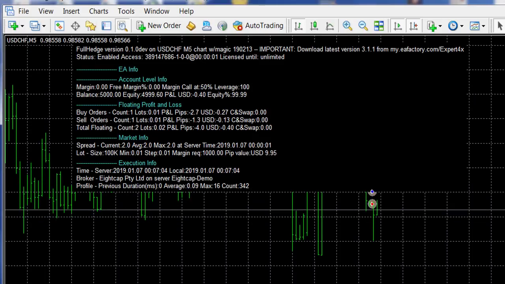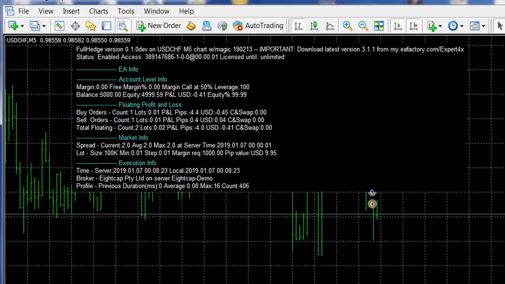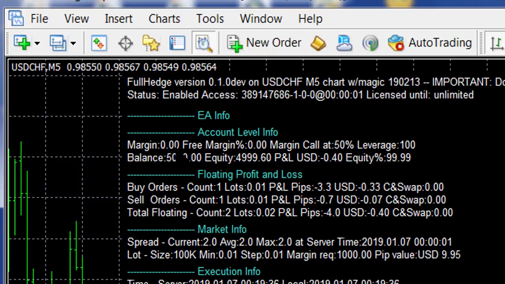And as the rules say, you start with a buy and a sell at the same time. In the information block of this EA, you can see a lot of information, but the most important is we're starting with a balance of $5,000. You can see the margin is zero because we have one open lot as a buy and one open lot as a sell. So the margin is currently zero.